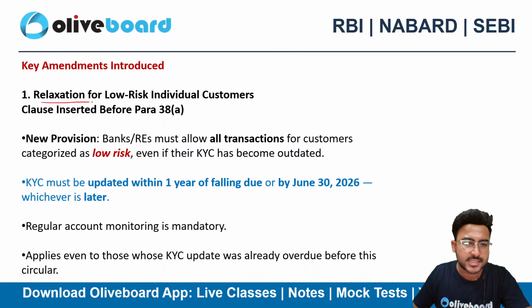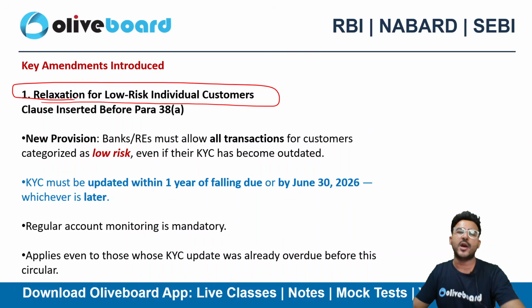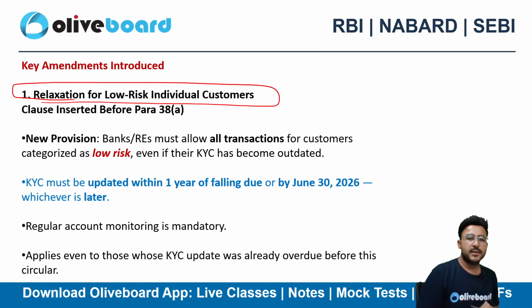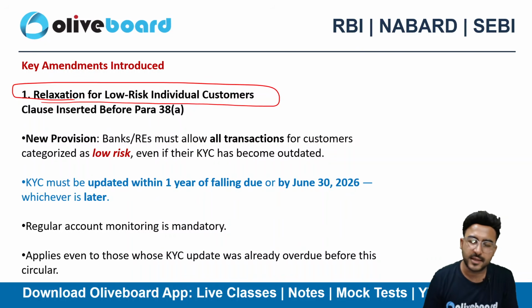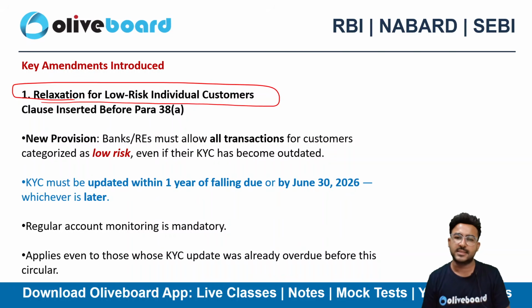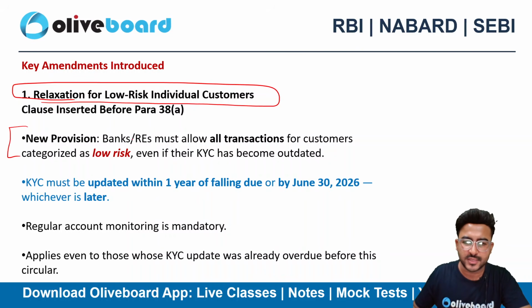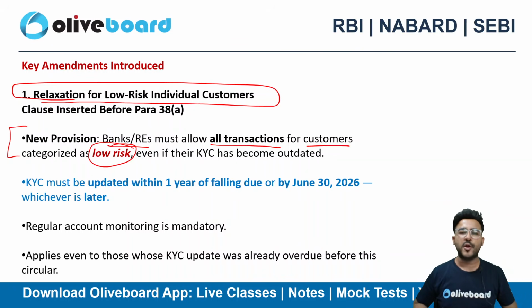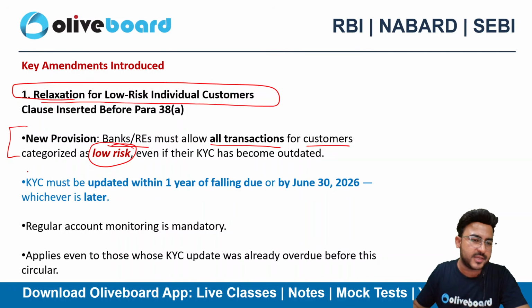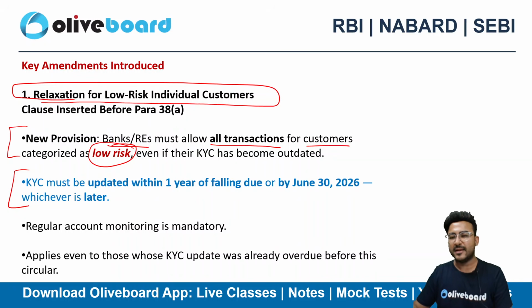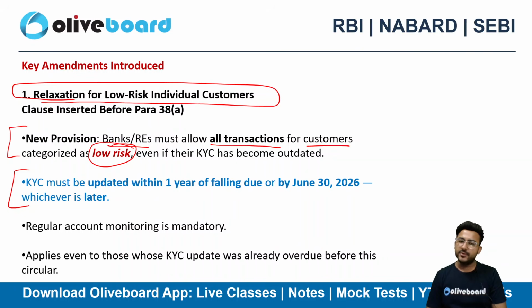First, they have given a relaxation for low risk individual customers. Now that is again a classification which is to be done internally only by the bank. So if you are a low risk customer, then there are some kinds of relaxation related to KYC. What is the new provision? Banks and regulated entities must allow all transactions for the customer which are classified as low risk. Even if your KYC is pending, you can do all the transactions if you are a low risk customer for the bank. Now KYC must be updated. It's not like you can do all the transactions forever. That's not the case. You need to someday update the KYC.